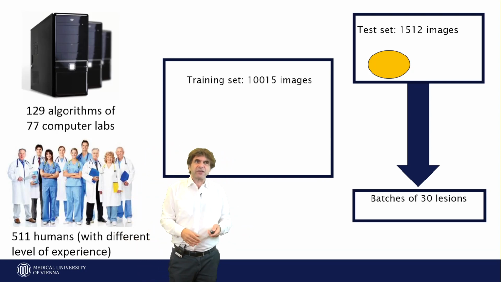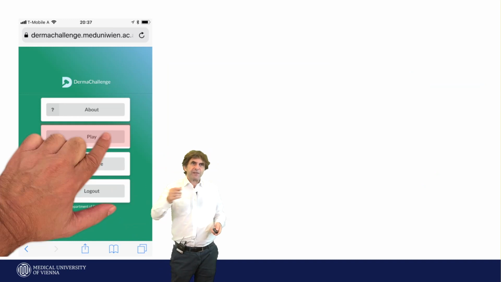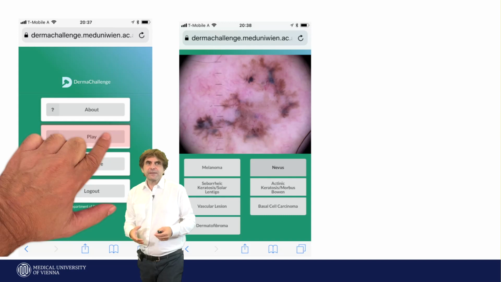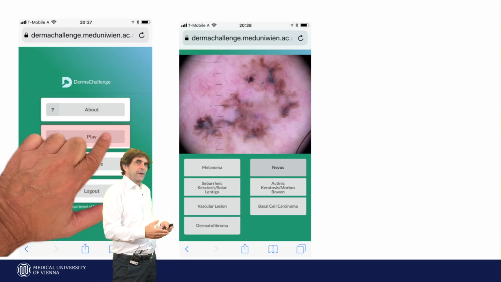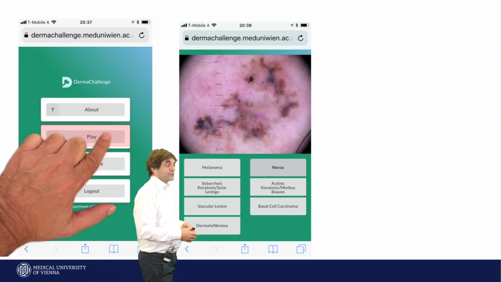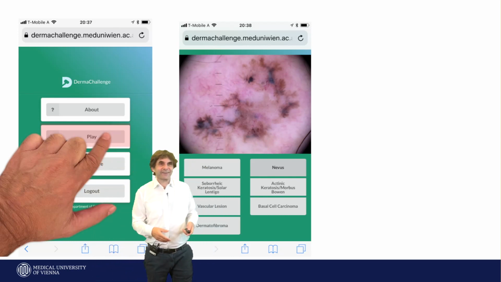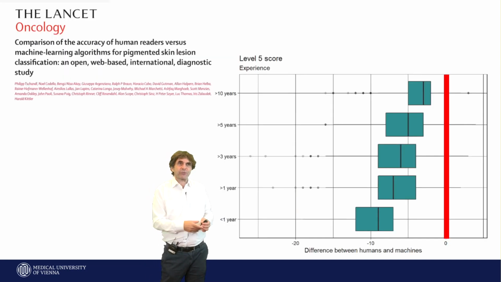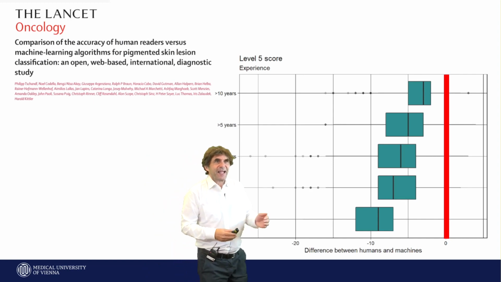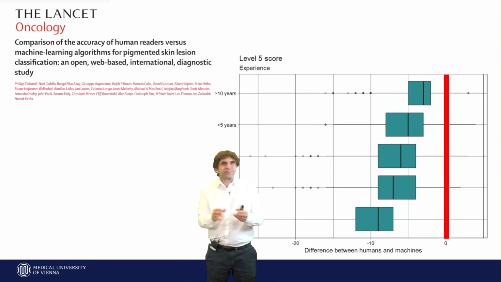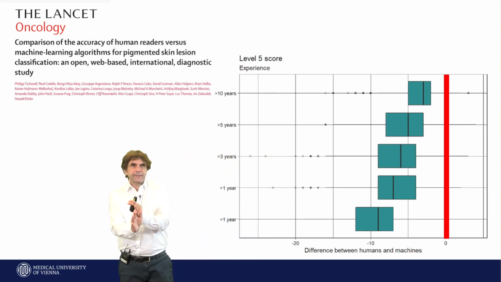I will not go into the details because of time, but we did a reader study where we gamified this for the readers, because otherwise you cannot motivate 500 humans to label or to diagnose hundreds of lesions. So we gamified the problem and we had a large reader study. This was published in the Lancet Oncology. And what you can see here is the red line indicates that there is no difference between the machine learning algorithms and the human observers.